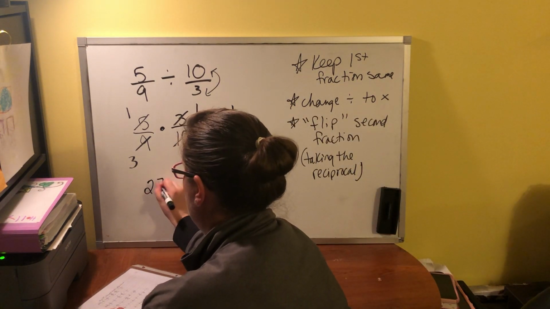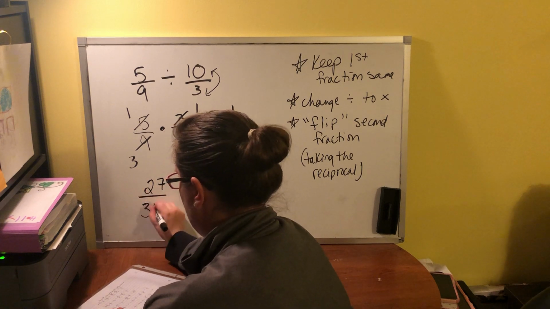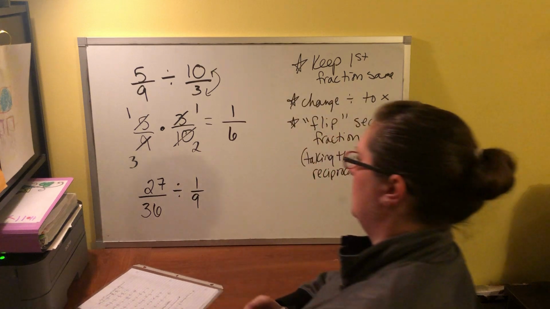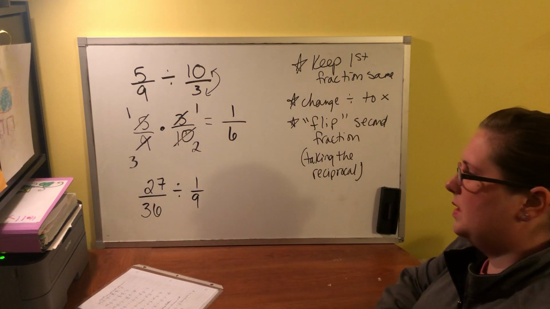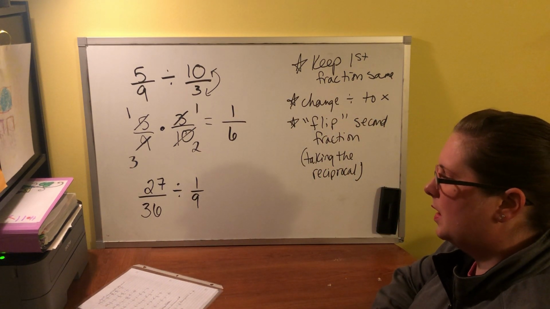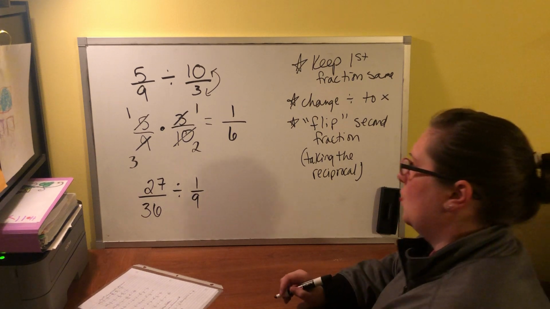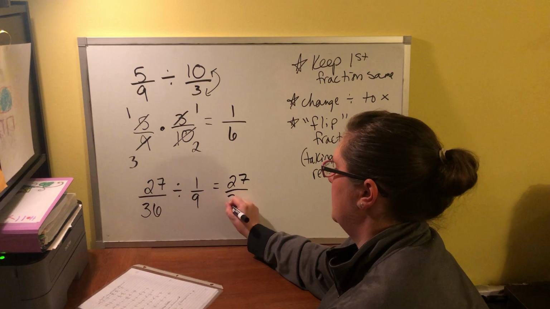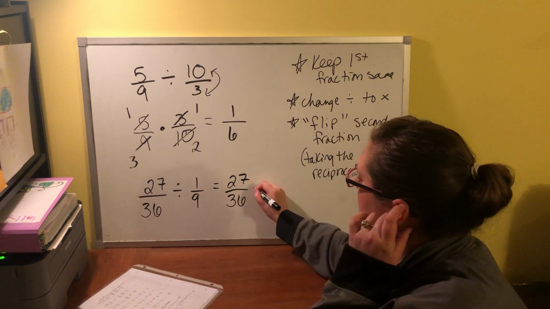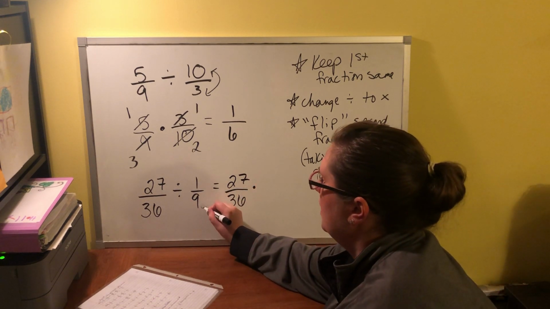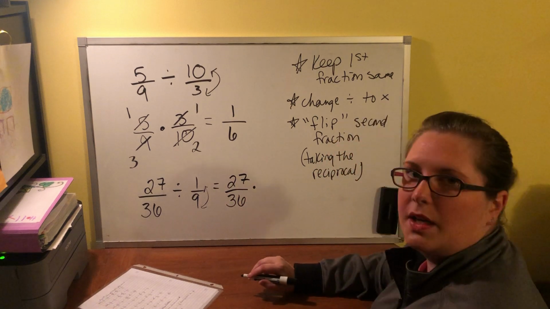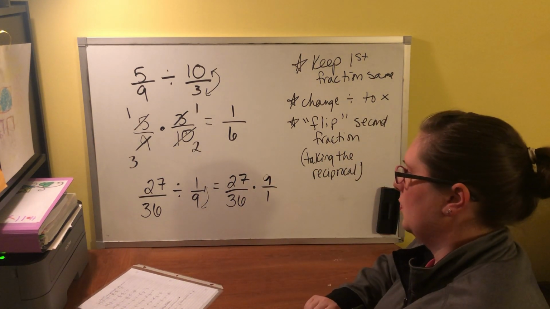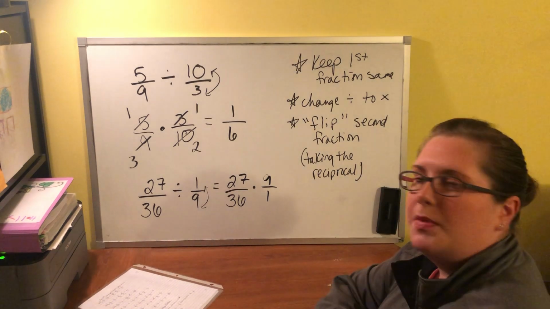Let's do 27 over 36 divided by 1/9. Okay, so 27 over 36 divided by 1/9. So we are going to keep the first fraction the same. Division becomes multiplication, and we are going to be flipping the second fraction. So instead of 1/9, this now becomes 9 over 1. Now we're set up like multiplication.